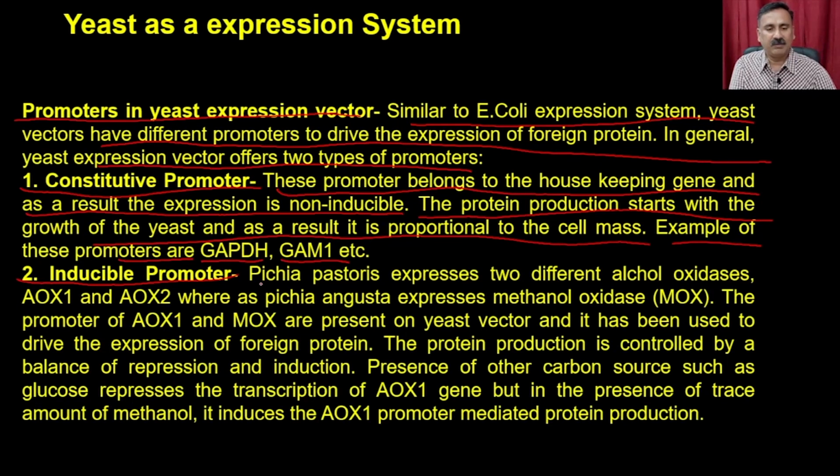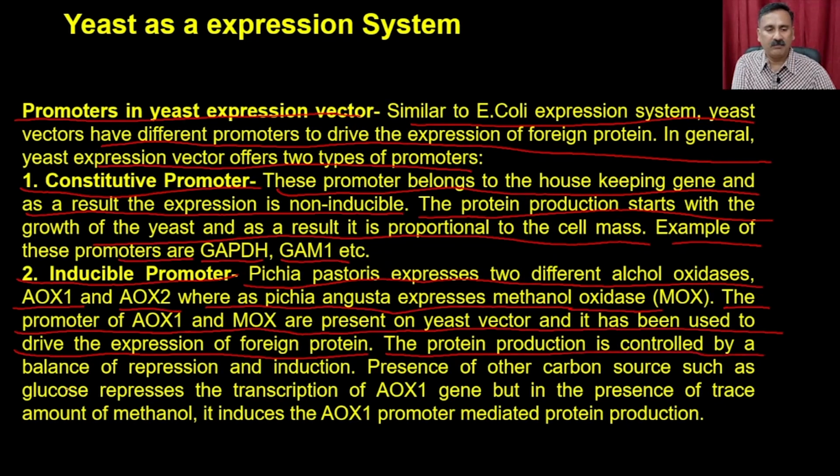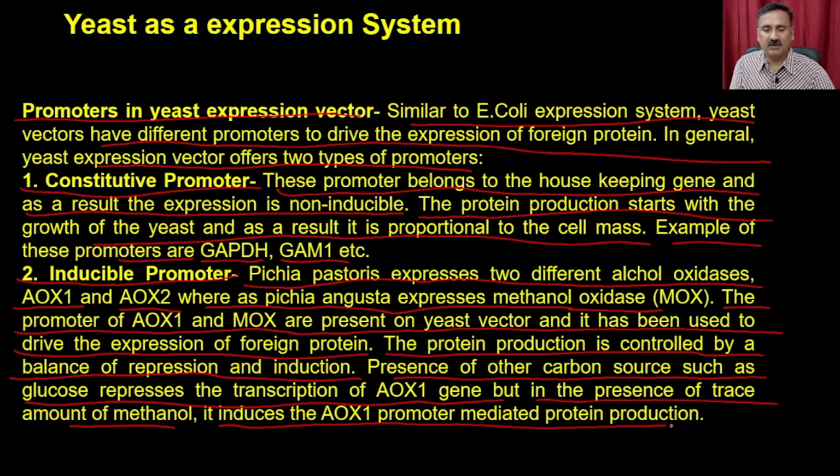And then you have the inducible promoters. Pichia pastoris expresses two different types of alcohol oxidase, AOX1 and AOX2, whereas Pichia angusta expresses methanol oxidase, or MOX. The promoters of AOX1 and MOX are present on the yeast vector, and they have been used to drive the expression of the foreign protein. The protein production is controlled by a balance of repression and induction. The presence of another carbon source such as glucose represses the transcription of the AOX gene, but in the presence of a trace amount of methanol, it induces AOX1 promoter mediated protein production. So with inducible promoters, you have multiple choices. Either you can use the AOX1 and AOX2 promoters, or you can use the MOX promoter.